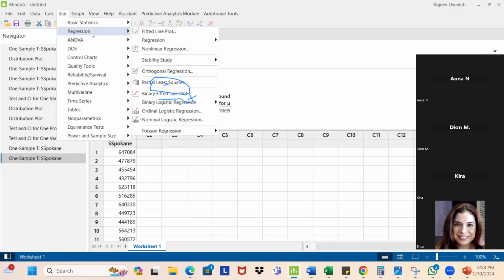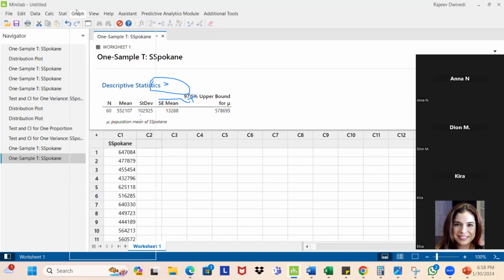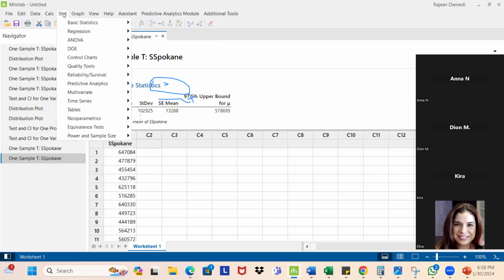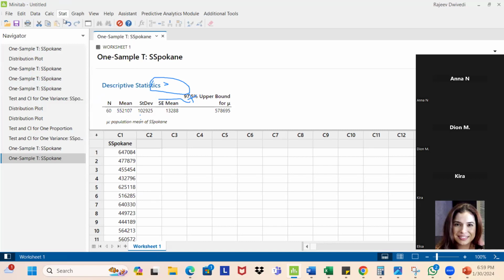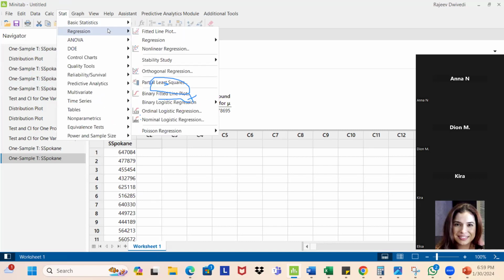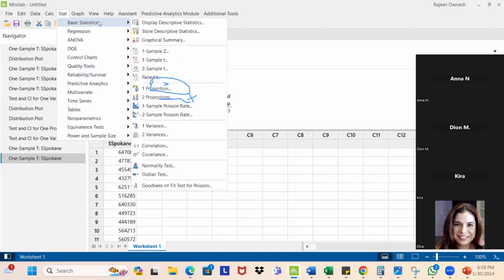To be honest, I don't get your question. Can you repeat it, please? The rule of thumb is n times pi greater than or equal to 10, or n times 1 minus pi. Okay, this is only in the proportion case, and we have been studying it in the previous chapter also. When do you consider the normal distribution? Basically, we are testing here the z value. But that's only applied to the proportion rule, right? Not anything else. Yes, exactly.